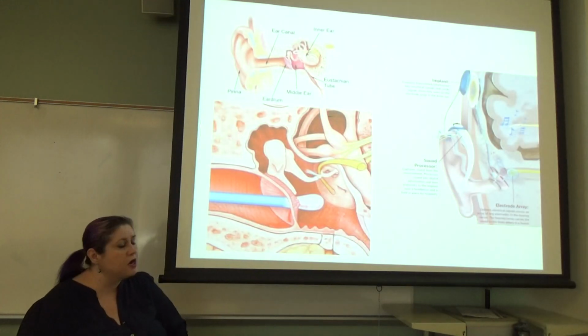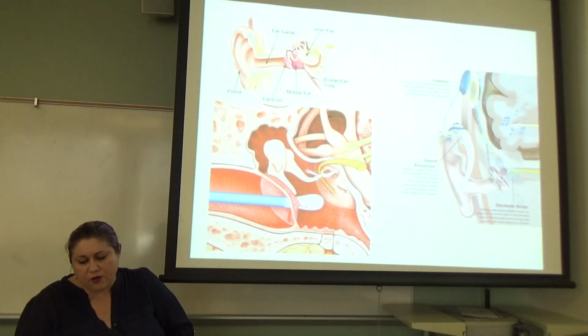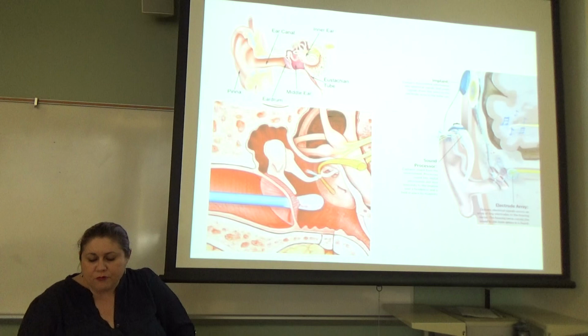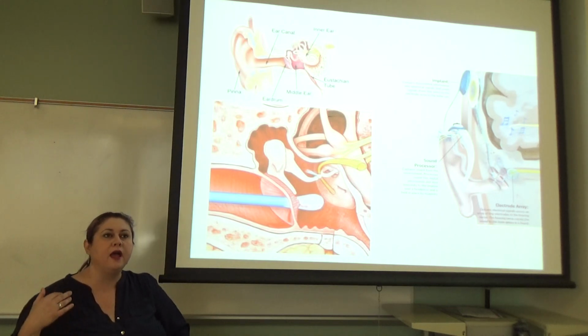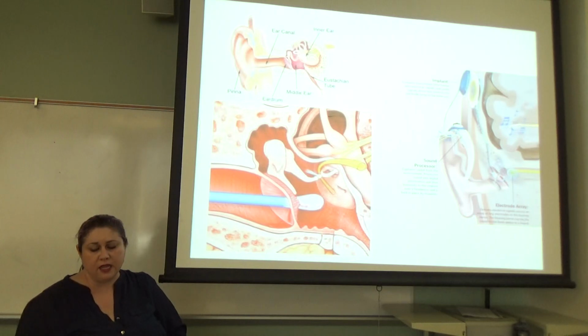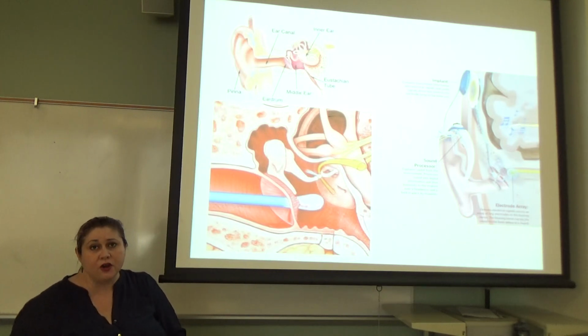Okay, so now I'm going to talk a little bit about hearing loss. You can have different kinds of hearing loss. You can have peripheral hearing loss, where you have damage to the external ear or the middle ear, or you can have central hearing loss, where you have damage to the inner ear, to the cochlea or the auditory nerve.